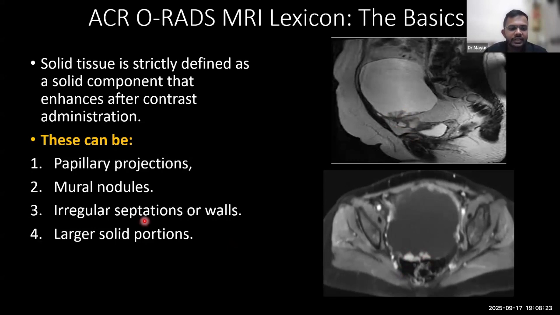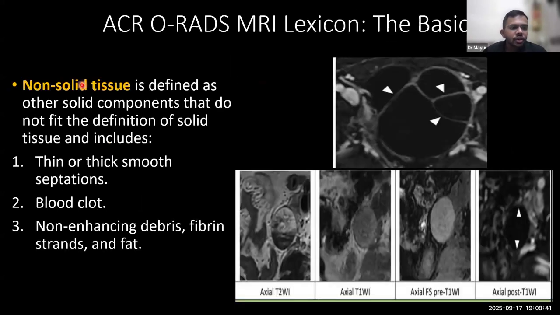Irregular septae within the cyst or larger solid portions are all included within solid tissue, and these solid tissues are the ones that upgrade the O-RADS score to 4 or 5. Other solid components include smooth septae, blood clots, debris which do not enhance on contrast images, fibrin strands, and fat. These are the ones which are not going to upgrade your O-RADS score.